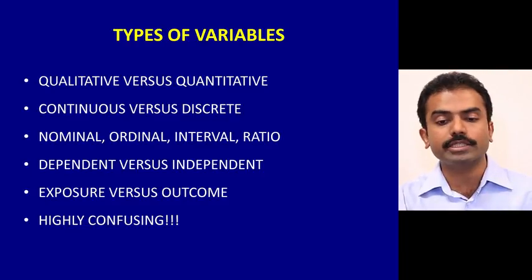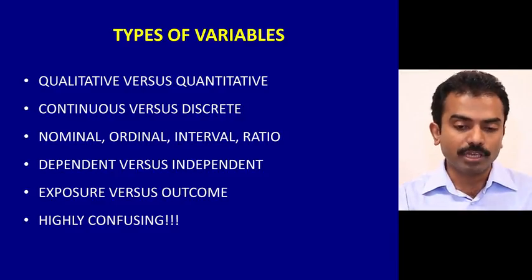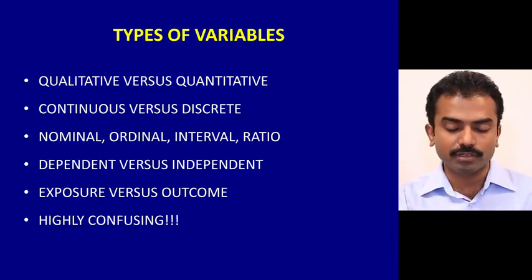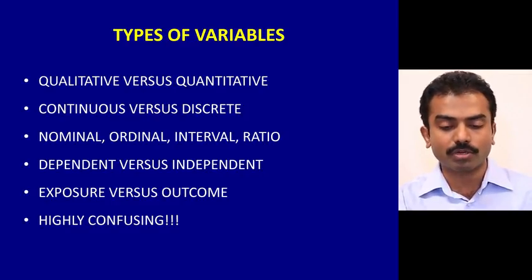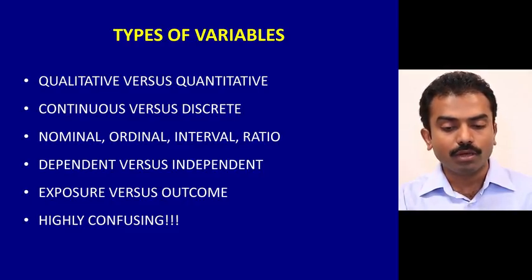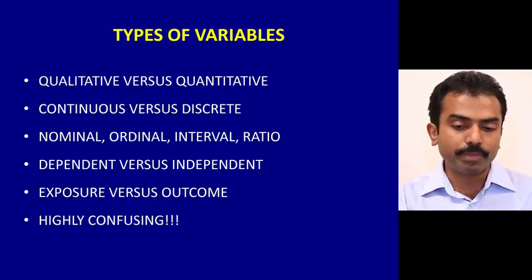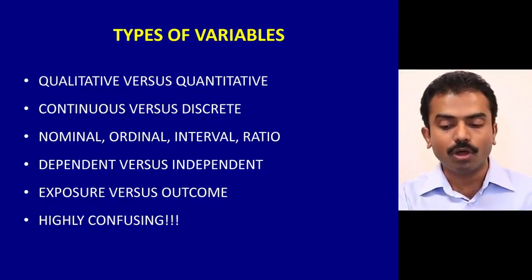Qualitative variables, quantitative variables, continuous variables versus discrete variables, nominal variables, ordinal variables, interval ratio variables, or dependent versus independent, exposure versus outcome. Sometimes can be highly confusing with all this jargon. I think now it is very clear with our previous presentation as to what is an exposure variable and what is an outcome variable, or what is a dependent and an independent variable. So I'm not going to discuss that here. Let's look at a classification, a framework as to how we can understand the different types of variables.